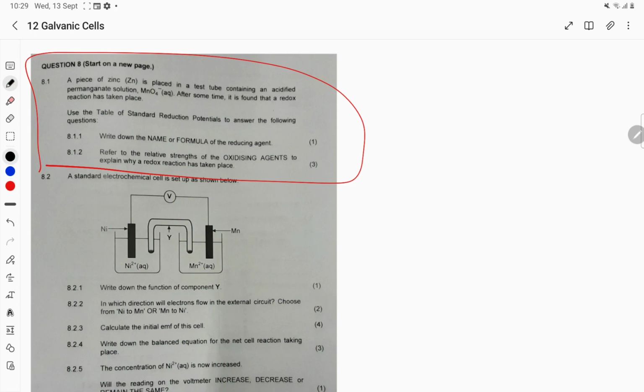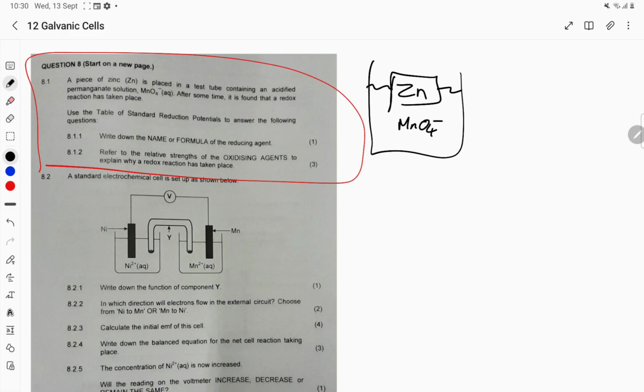So a piece of zinc is placed in a test tube containing acidified potassium permanganate solution. So we have Zn, zinc metal, is put in a tube, and it is containing acidified potassium permanganate solution. So that's so nice, they actually give you the ion there.